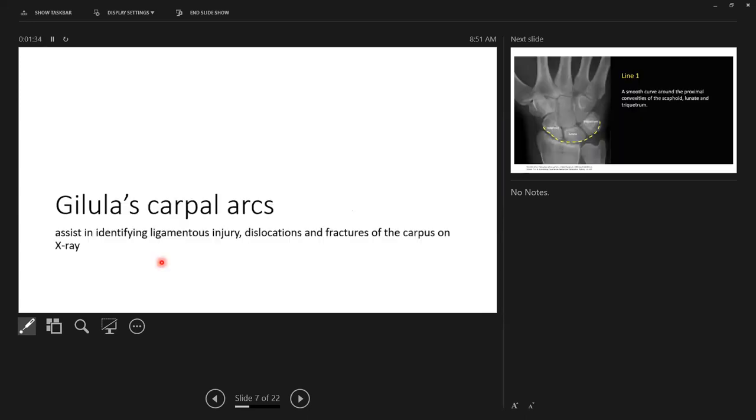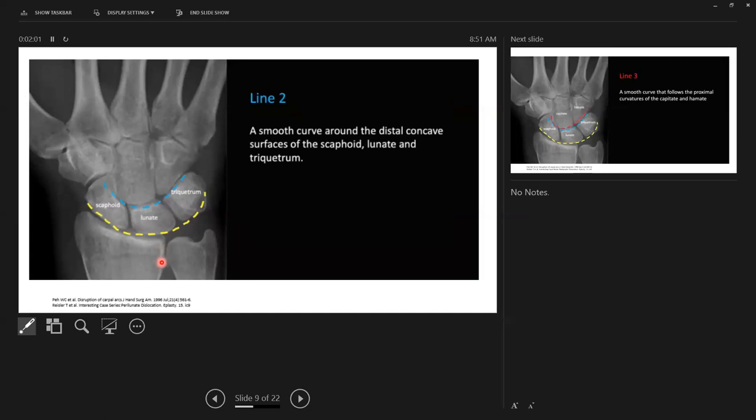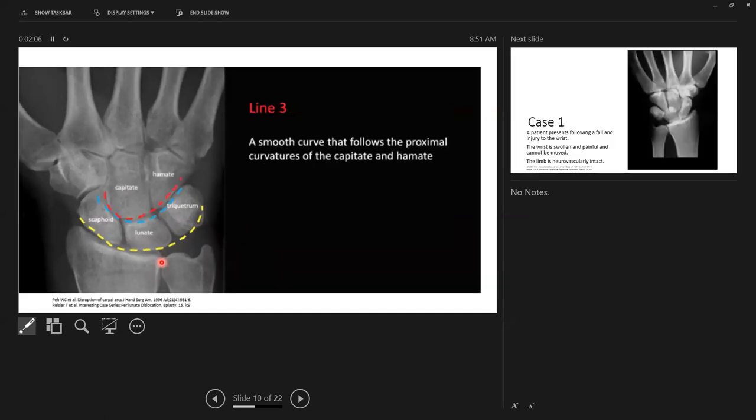So we go to the most simple one now, the Gilula's carpal arcs in the wrist joint. It is able to identify ligament injury, dislocation, and fracture. The first line is between the most proximal ones: scaphoid, lunate, and triquetrum. Make sure the line is smooth, with no gap between. The second line is the distal row of scaphoid, lunate, and triquetrum. The third line is the capitate and hamate.